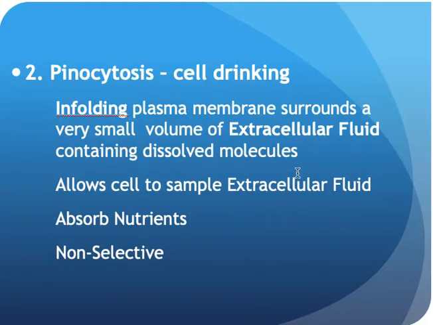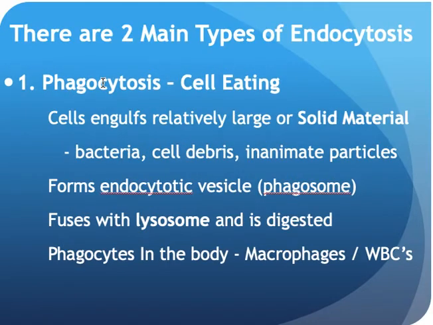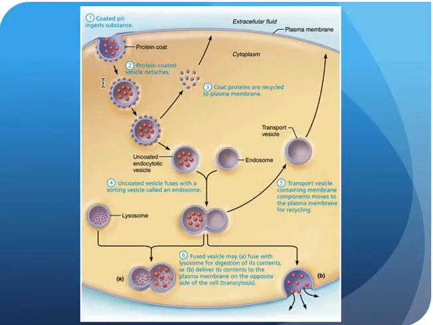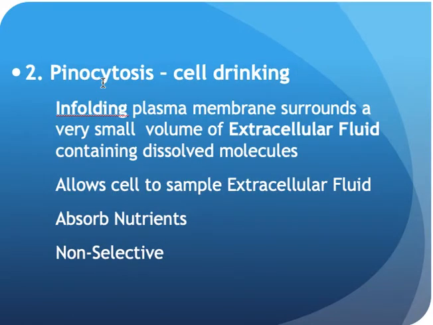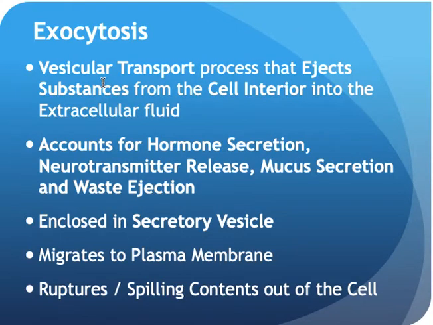So pinocytosis is cell drinking. An infolding plasma membrane surrounds a very small volume of extracellular fluid containing dissolved molecules. It allows the cells to sample extracellular fluid so they can bring things inside. It's going to absorb nutrients, and it's non-selective. But it's part of our endocytosis and part of this use of vesicles, or our active transport. Now we get to exocytosis.